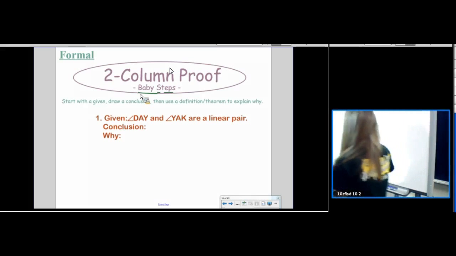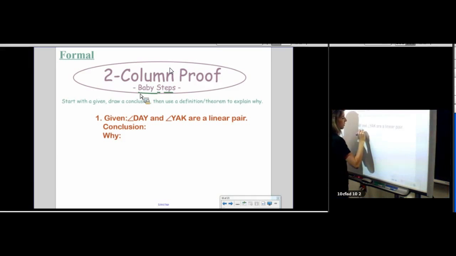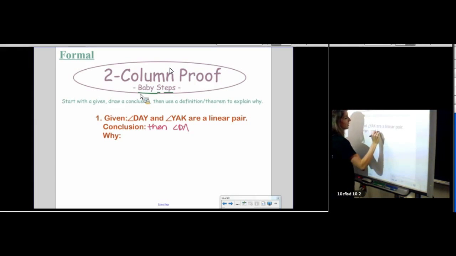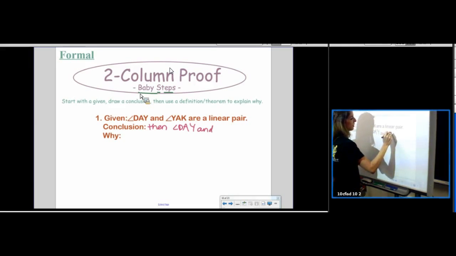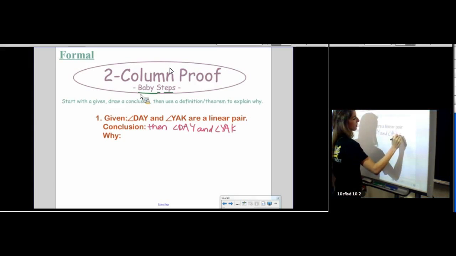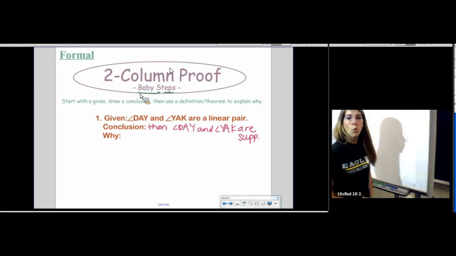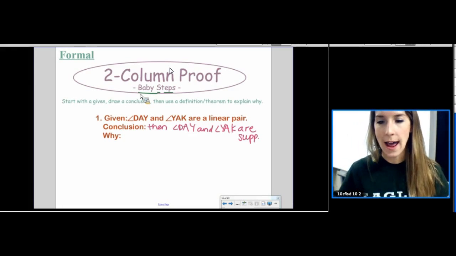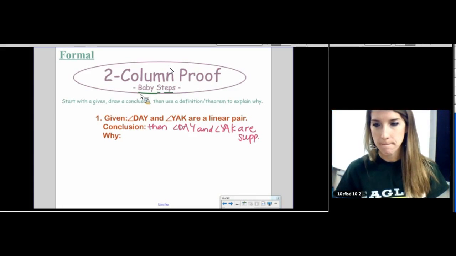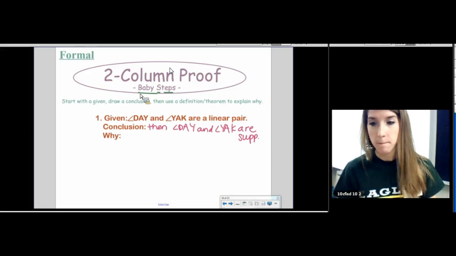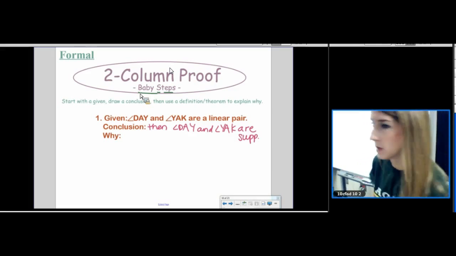Good. If they form a linear pair, then day and yak are supplementary. What is the why? What's the why? Linear pair theorem is the why.